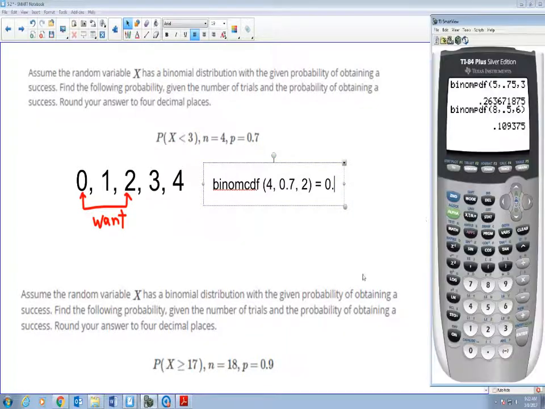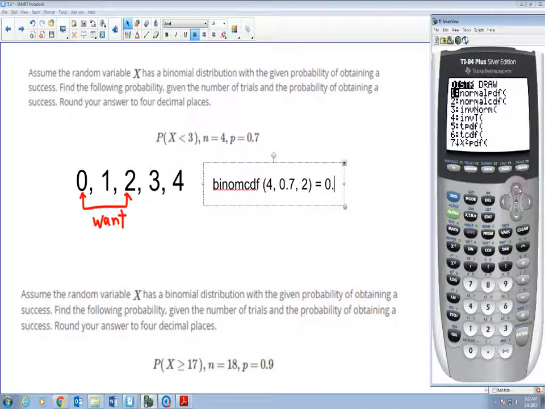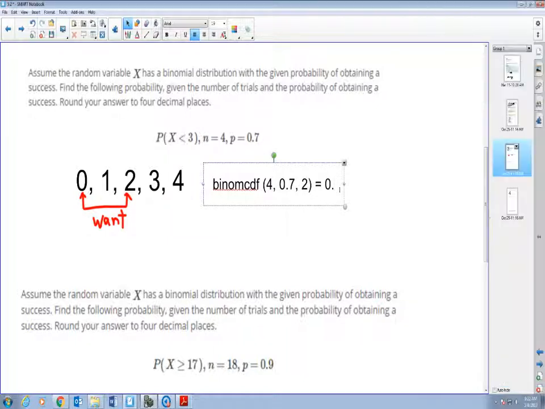So let's give it a try. Binomial CDF. I'm going to use a quick way: alpha and the letter B. 4, 0.7, 2. That will be 0.3483. So that's the probability that is less than 3. Inside this 0.3483, it has the probability of 0 successes, 1 success, and 2 successes all added up together.